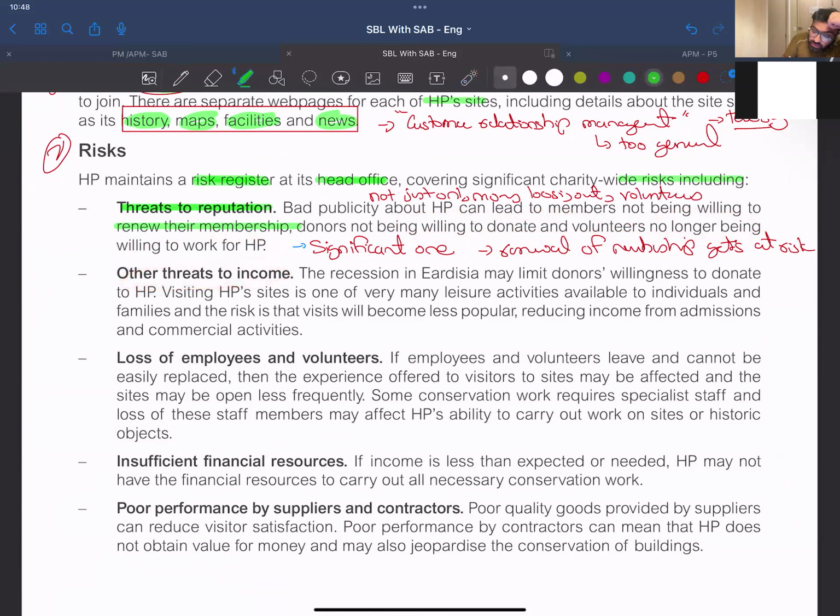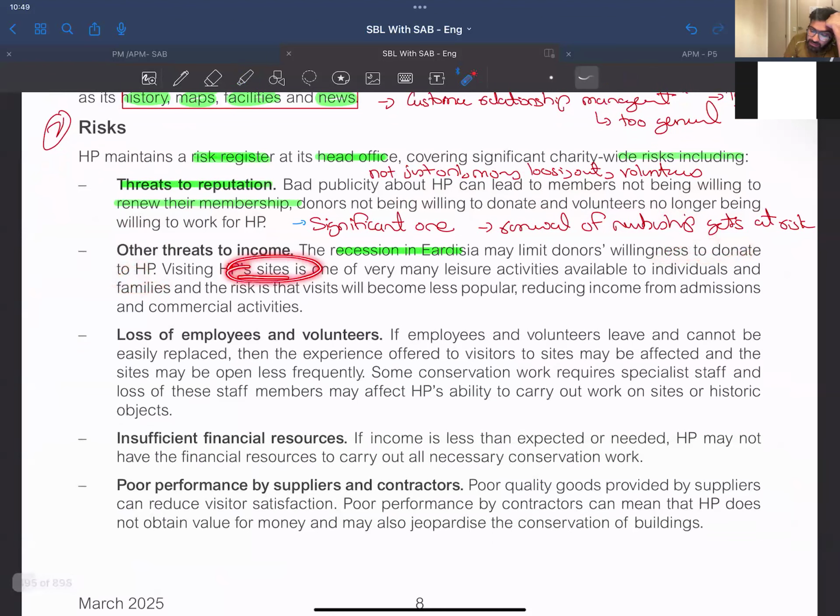Other threats to income. Now, recession. See, if there's no money for eating out, how would people enjoy the amenities and luxuries that you offer? Knowing about history is a luxury. So if there's a recession in Asia, people's priority would be food, clothes, shelter, and all that. They won't be subscribing to anything like this. Willingness to donate to HP, visiting HP sites is one of the very many leisure activities available to families, and there is the risk that visits will become less popular, because the major focus would be on survival, reducing income from admissions and commercial activities.